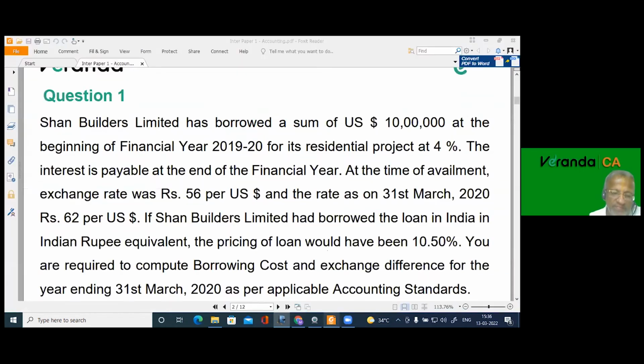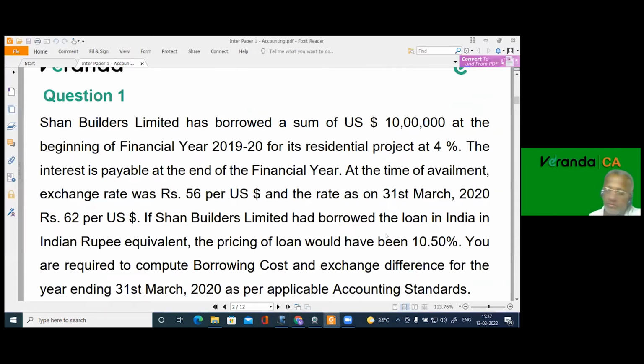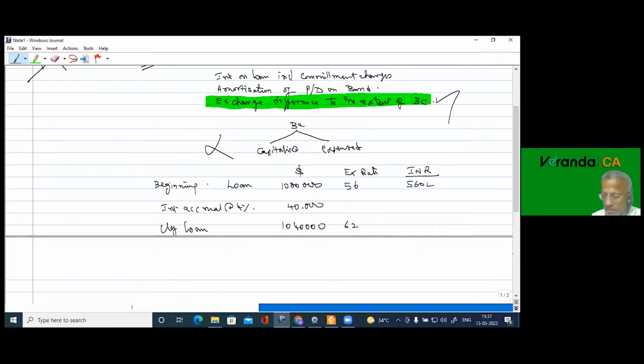Now the exchange rate, when we check, is 56. So the INR loan is going to be 10 lakhs into 56. The amount comes to 560 lakhs of INR. At the close, it came to 62. 10 lakhs 40,000 into 62 is 644.8 lakhs.